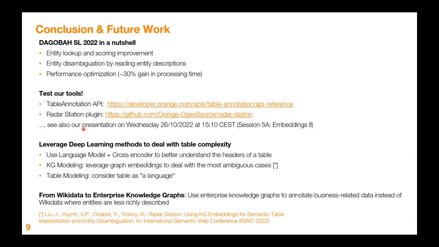And for future work, we will dive more into the use of language models and enterprise knowledge graphs to improve the annotation quality as well as to deal with table complexity. As shown in our 2022 system, at the first step, we use a BERT-based cross-encoder to better understand the header of a table. The next step will focus on graph embedding and table modeling using language models. Last but not least, we are using an enterprise knowledge graph to annotate business-related data instead of Wikidata.